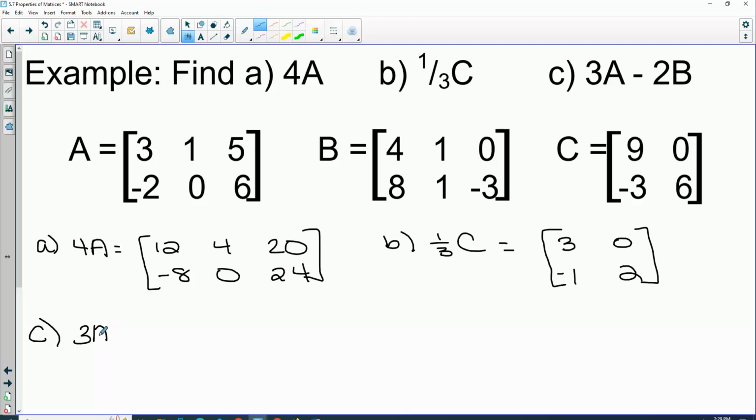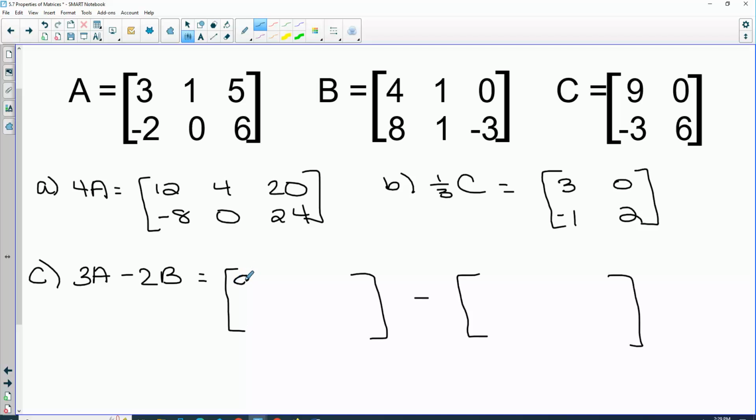C, I'm asking you to do 3A minus 2B. So you might be able to just write that out. I'm going to show my work since we are just learning this. 3A means I do what? Okay, everything in A times 3. So we get 9, 3, 15, 15, -2. Then I take everything in B times 2. 8, 2, 0, 16, 2, -6. And then what?